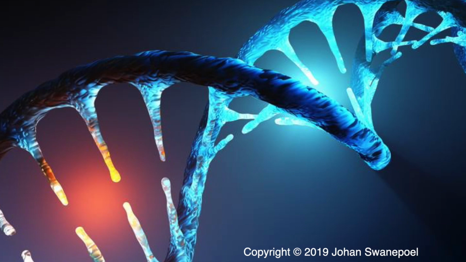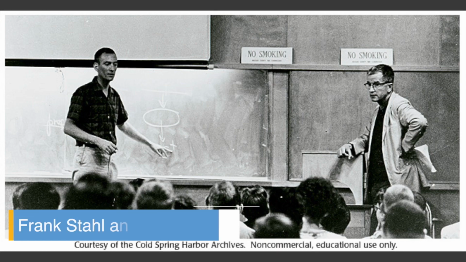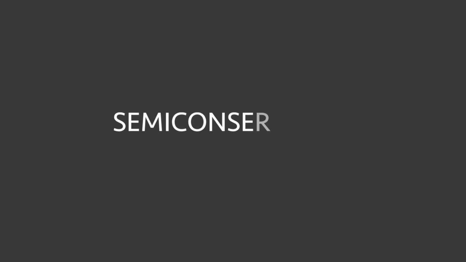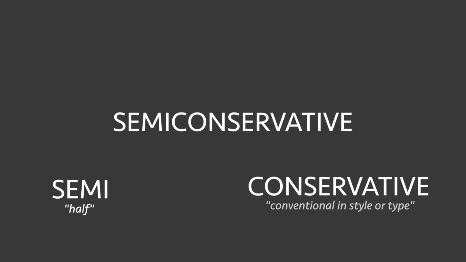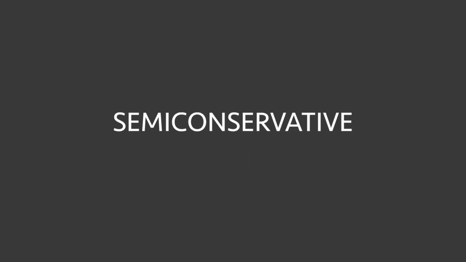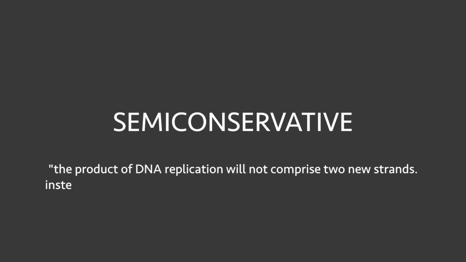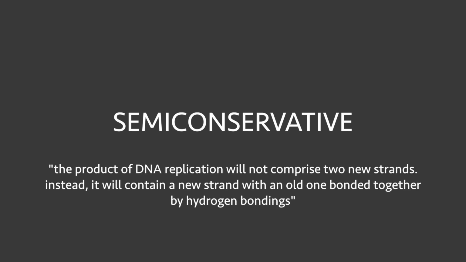Now, before we look into the story of the research by two American scientists, let's break the big word down. What on earth is semi-conservative? Well, literally, semi means half, and conservative means keeping the old stuff. And here, semi-conservative just means that a product of DNA replication will not comprise two new strands. Instead, it will contain a new strand with an old one bonded together by hydrogen bonding.